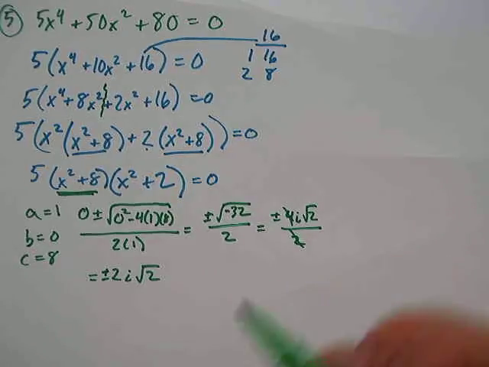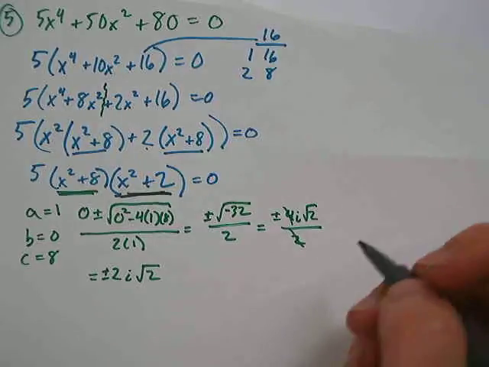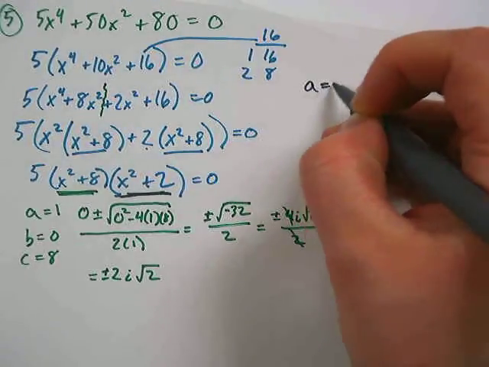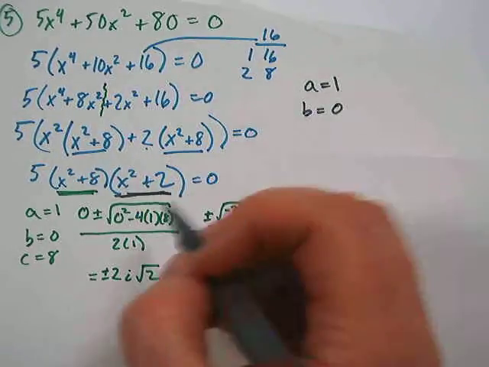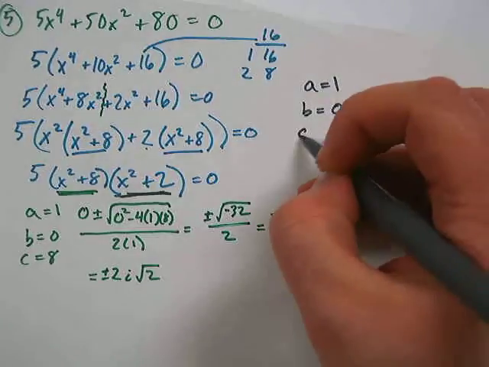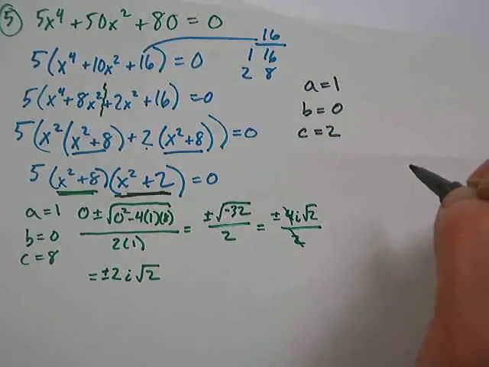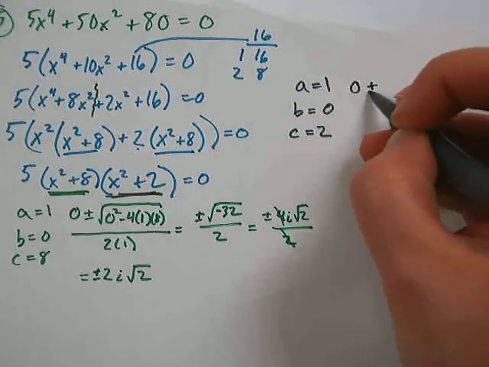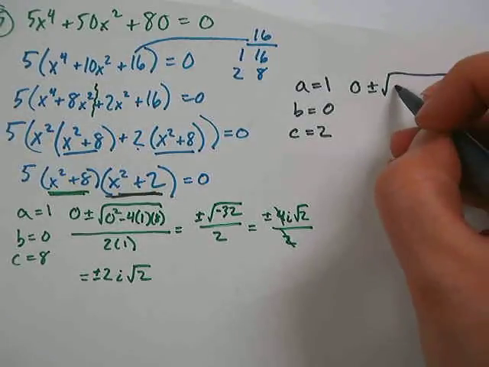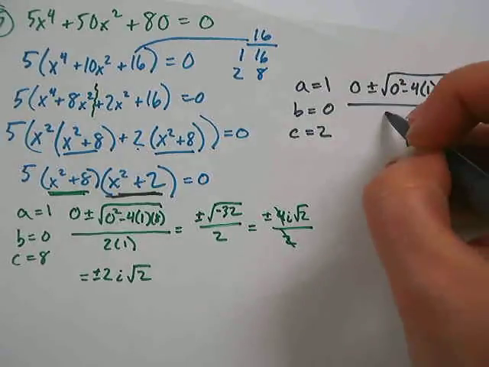But we're not quite done. We still have to do the quadratic formula for the second quadratic. So for this one, I'm going to do that up here. We have our a value is 1 since we have 1x squared. Our b value is 0 since we have 0x. And our c value is 2 since our last term is 2. So same idea, we have negative b, so 0, plus or minus the square root of 0 squared minus 4 times 1 times 2, all divided by 2 times 1.